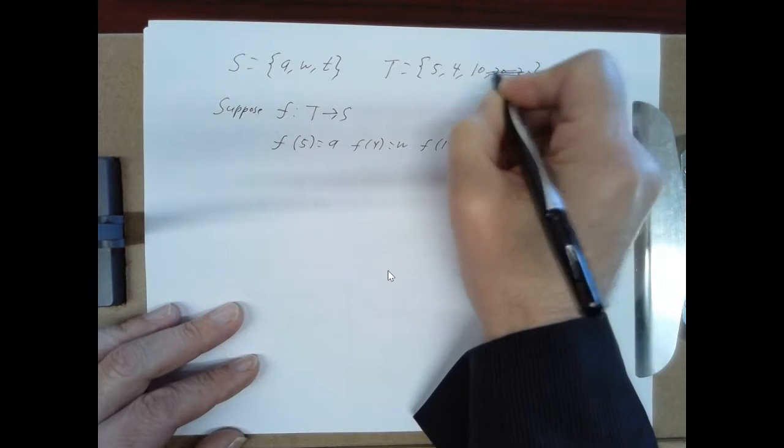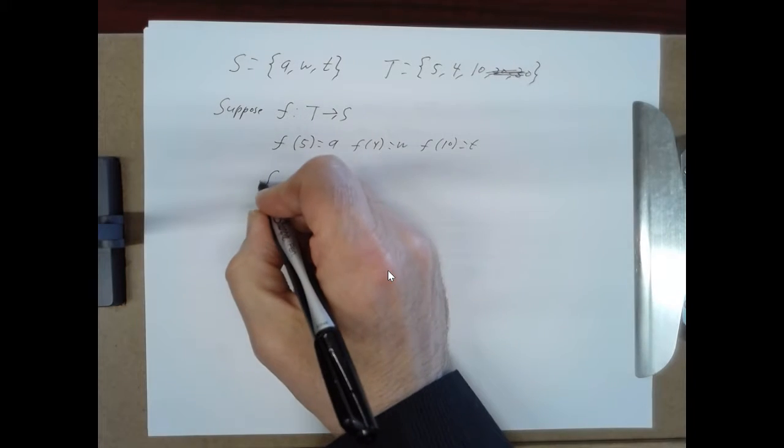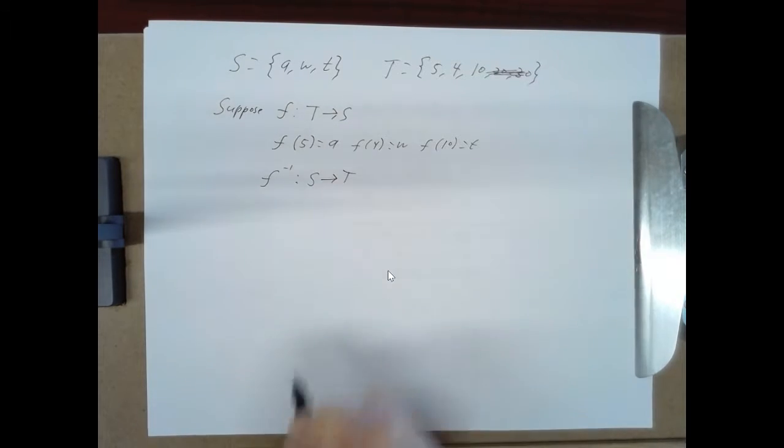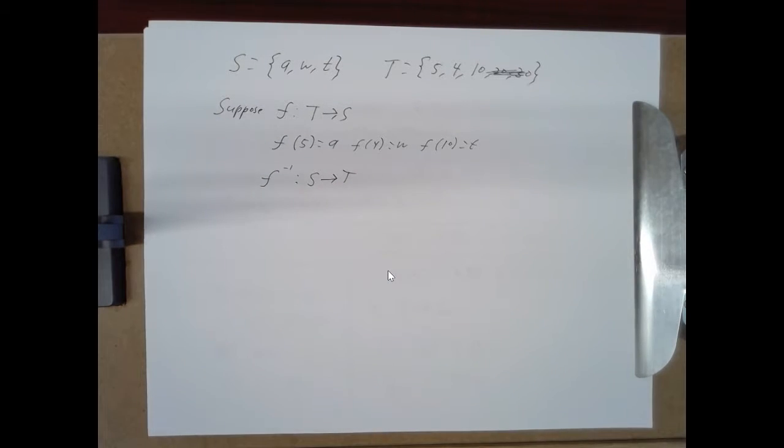I'm just going to do 3 elements. So f of 5 gives you A, f of 4 gives you W, f of 10 gives you T. Okay, f inverse goes from S to T. And it's a function such that if you compose it with f, you get the identity.